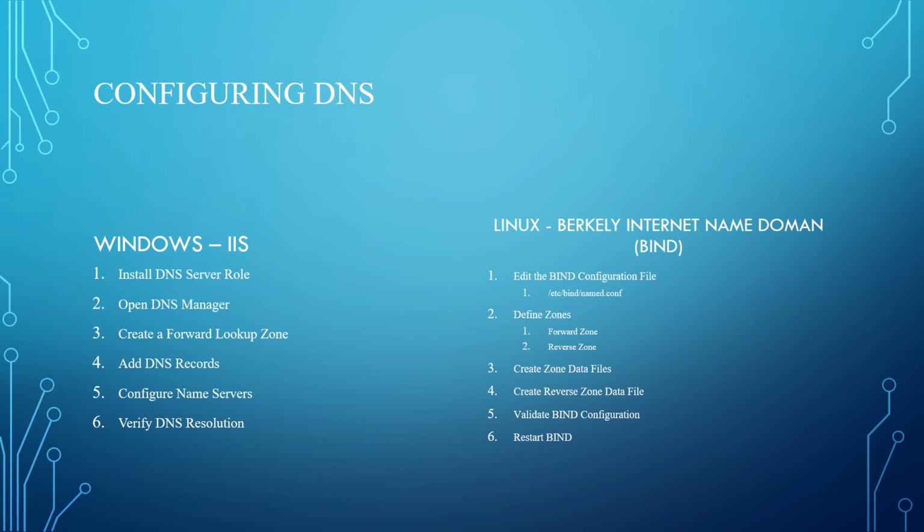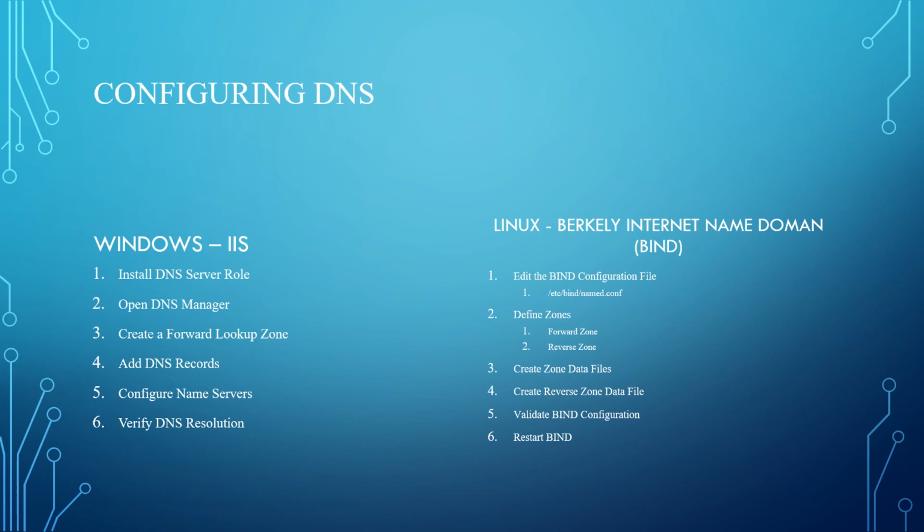Now for Linux, we are utilizing BIND, also known as Berkeley Internet Name Domain. This involves setting up the DNS server to manage the domain name resolution for your network. BIND is a popular and robust DNS server software that is widely used on Linux servers. Here is the step-by-step guide on how to configure DNS using BIND on a Linux system.